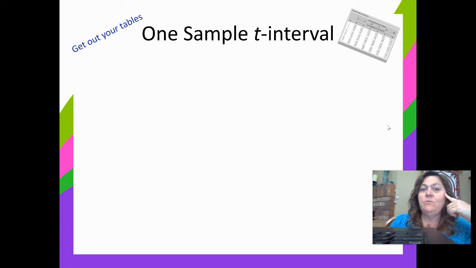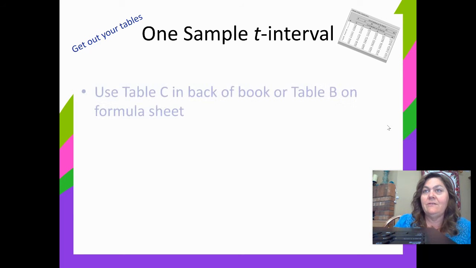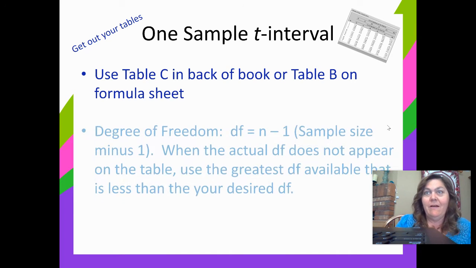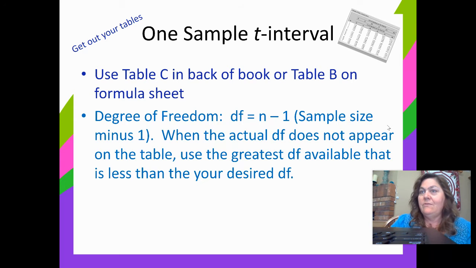Okay. So we're going to look at a one sample t interval where we're just taking one sample of data and we're going to do a confidence interval on that data. It's called a t interval because that's the procedure I'm going to use when I don't know sigma, the standard deviation of the population. So hopefully your formula sheet's with you now. It's either table C in the back of your book or it is table B on the formula sheet. So I'm going to pull it up here in just a minute.